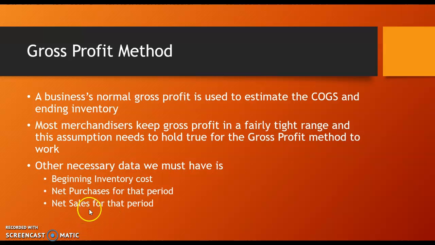For one week's worth of information, we can just estimate that using the previous week. And so we could still come up with a reasonable beginning inventory, a reasonable number for net purchases, and a reasonable number for net sales. And of course, like I say, we would know the normal gross profit percentage.